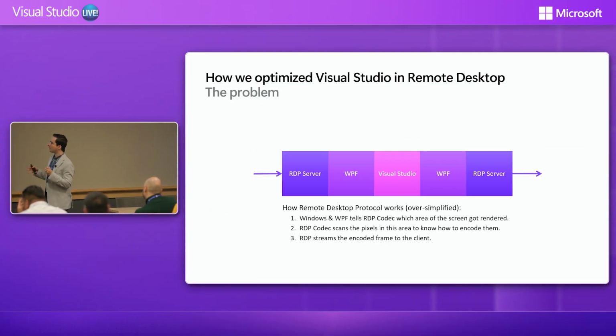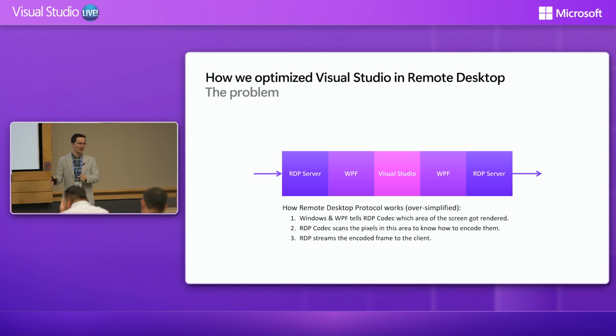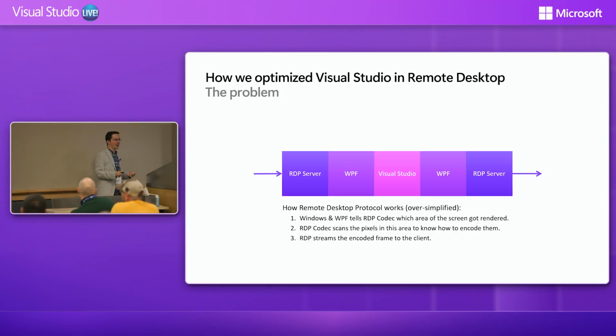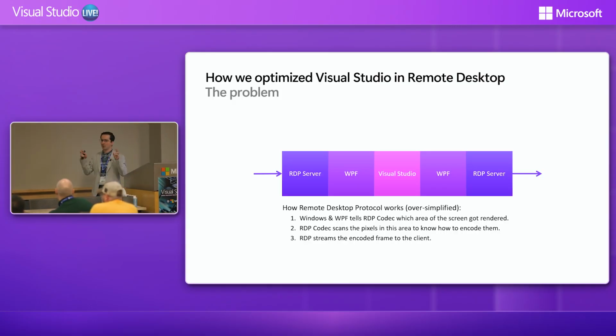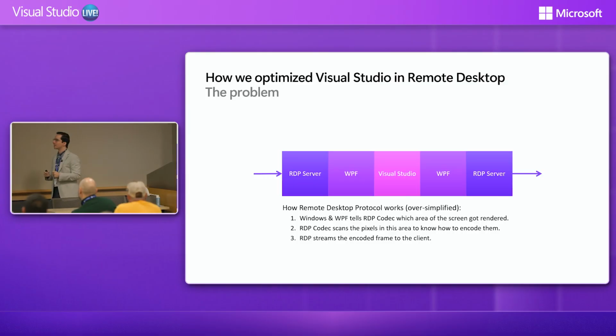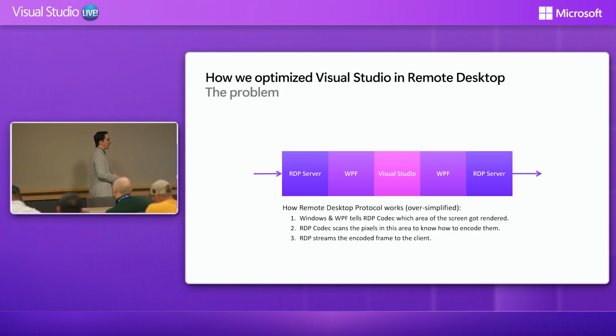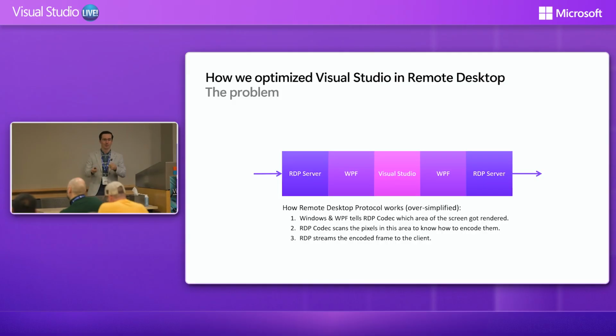Now, to go a little bit more into detail, but still oversimplified, how does this work for sending the information back to the client? Essentially, WPF will tell the Remote Desktop Protocol codec that a specific area of your screen has changed. Then RDP will scan this rectangle on your screen for which WPF says, hey, something has changed. It will scan every pixel of that, and it will try to determine which type of encoding it should use in order to send the information back to your client, so you can finally see what's changed on your machine.